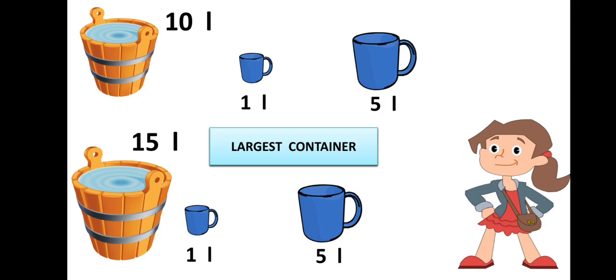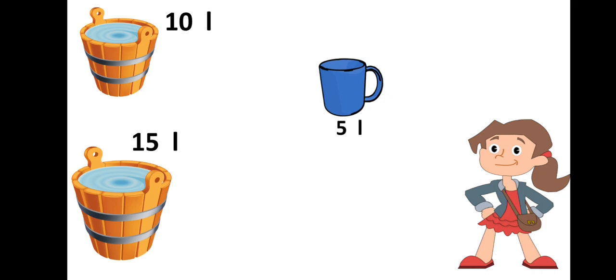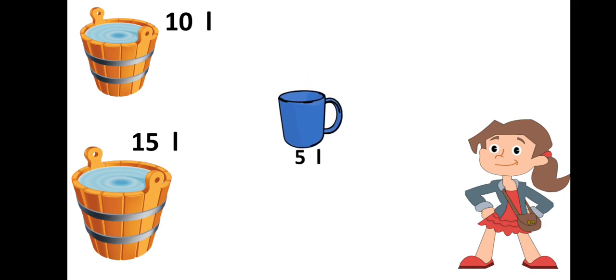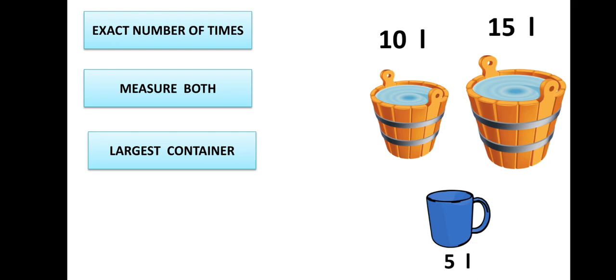The other condition was it should be the largest container. So among 1 and 5, 5 is the largest one. So she gets it. Using the 5-liter mug, she can measure both the 10-liter and 15-liter water. So here the largest container is 5 liters, which can measure both in an exact number of times.